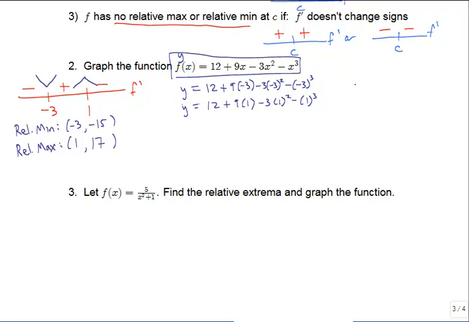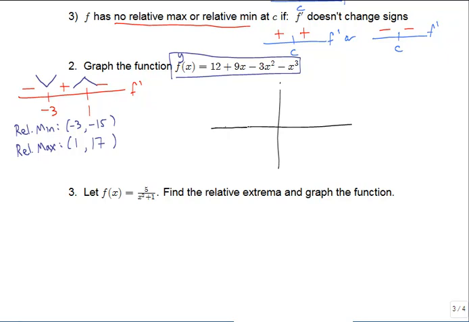So far, if I want to make my graph, I can plot two key points on that graph. We have our relative min at -3, -15. So I'm going to go -1, -2, -3, and I'm going to have a scale of 5. So -5, -10, -15 on that y-axis. So here would be my relative min. And then at 1, 17, we have a max. So 5, 10, 15, and I would be just a little bit above that at 17.